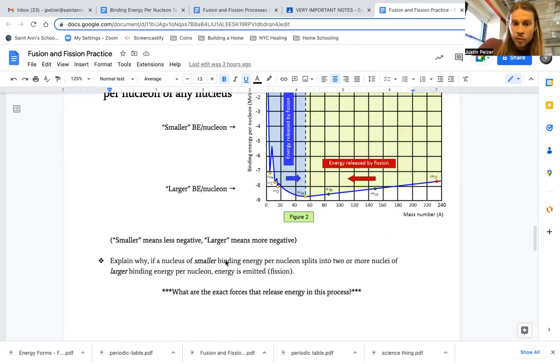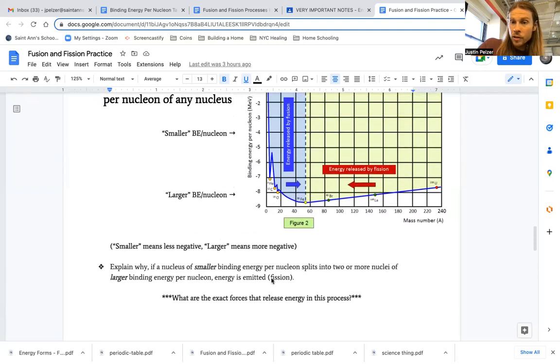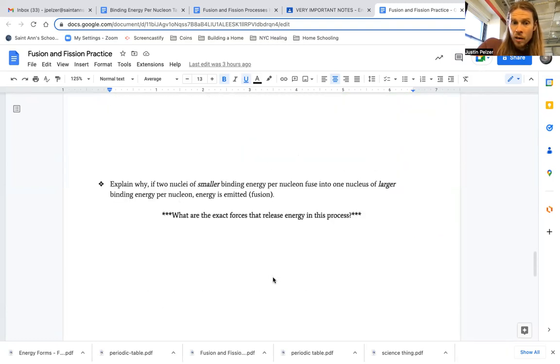Explain why, if a nucleus of smaller binding energy per nucleon splits into two more nuclei of larger binding energy per nucleon, energy is emitted: fission. Explain why, if two smaller ones combine to make a larger one, it releases energy. Well, that's because if I have two smaller ones that are less bound, less binding energy per nucleon, and they fuse into one that has more binding energy per nucleon, more meaning more negative, that means there is this clap effect.